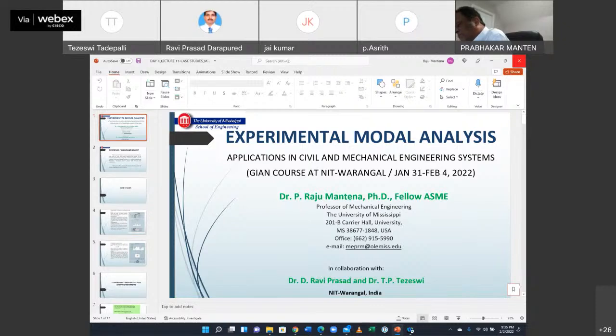You can get the parameter called zeta, C over C critical. Delta over pi from the log decrement will be equal to the loss factor eta, which is equal to 2 times zeta, which is the half power bandwidth, omega 2 minus omega 1 divided by omega n, which is the peak of the network, whatever the omegas are. If you do that math, it will give you those numbers.